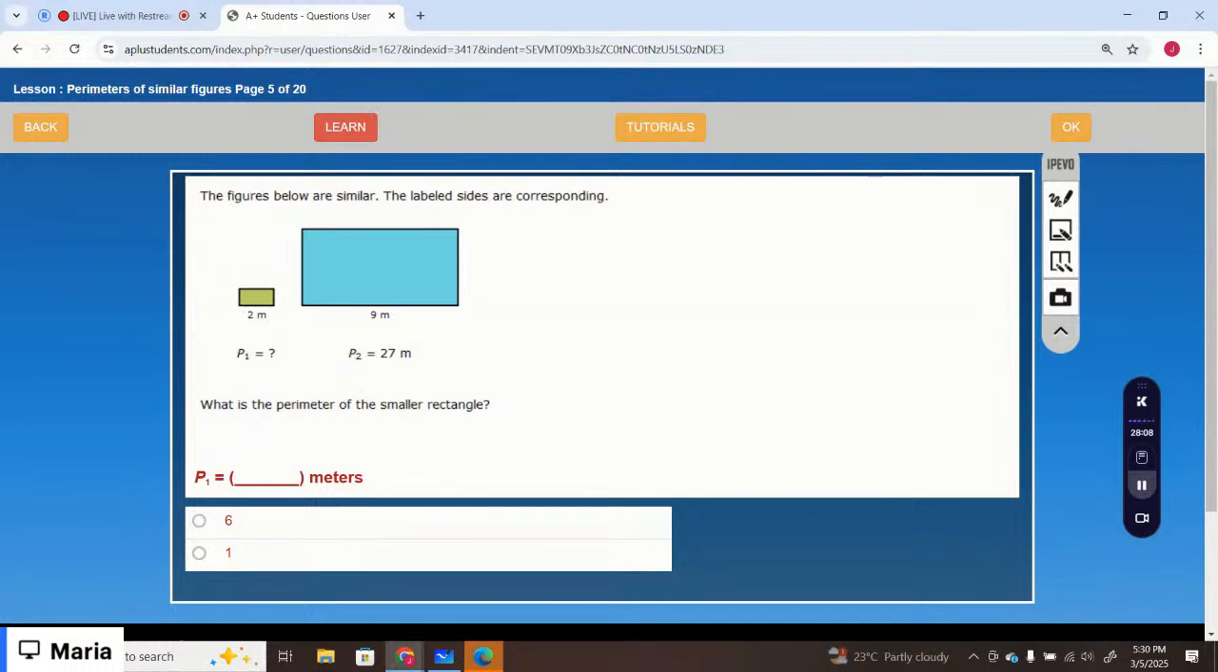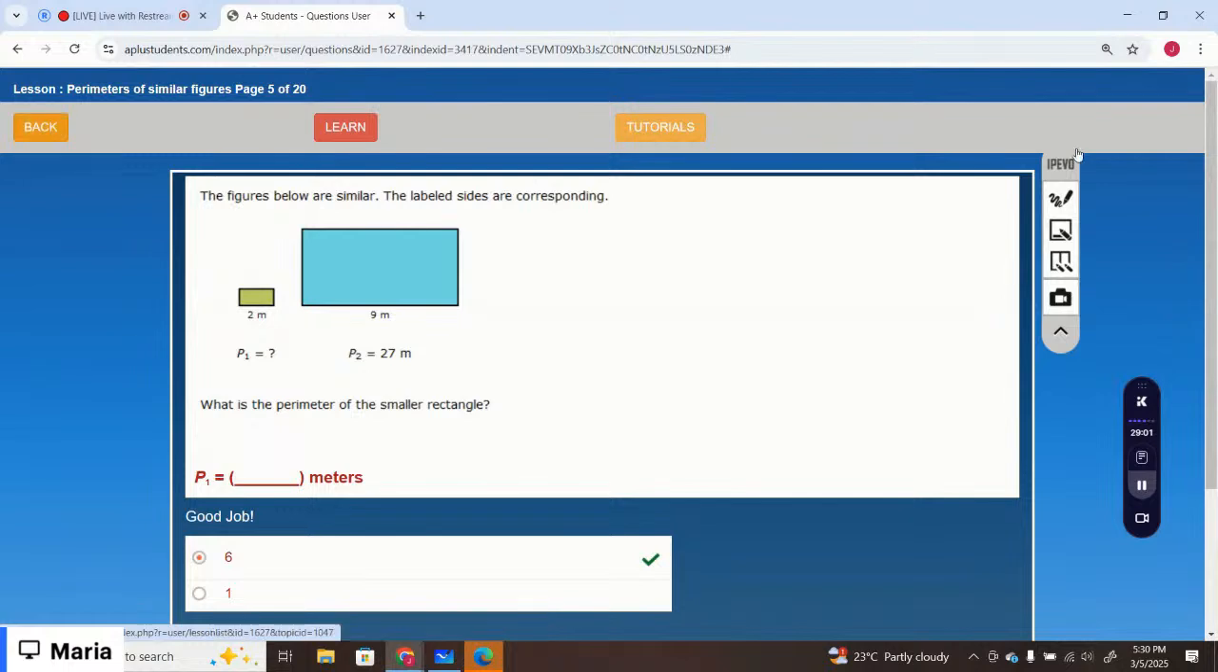The figures below are similar. The labeled sides are corresponding. What is the perimeter of the smaller rectangle? So, which is the correct option? Option number one is the correct option. That is six.